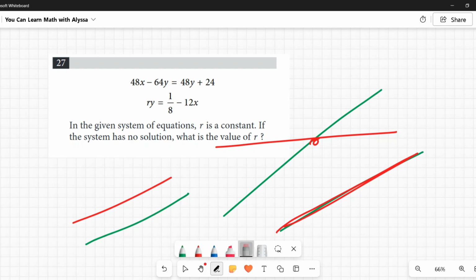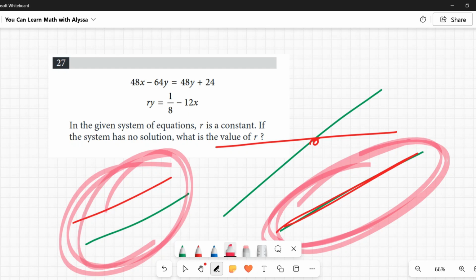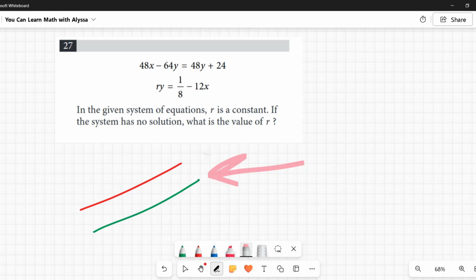So for both this one and this one, the way you can tell that it's one of these 2 is that they will have the same slope. If it's this one over here, it has the same slope and also the same y-intercept. And over here, it will have the same slope but different y-intercepts. So since we're talking about no solution, we know we are dealing with this one over here. So if we look at them graphically, we want to see these parallel lines. If we're looking at them on paper, we want to see the same slope, different y-intercept.